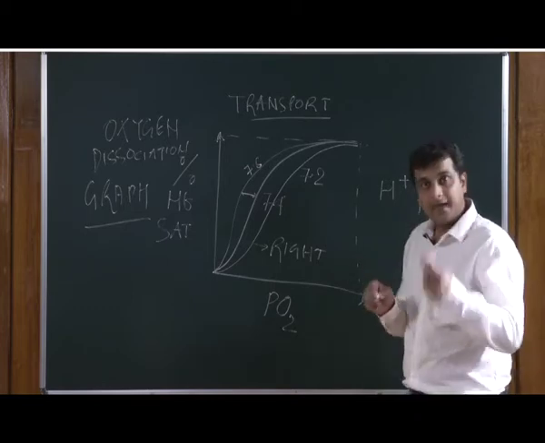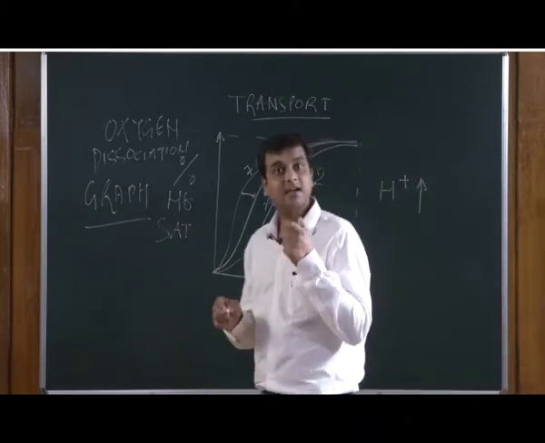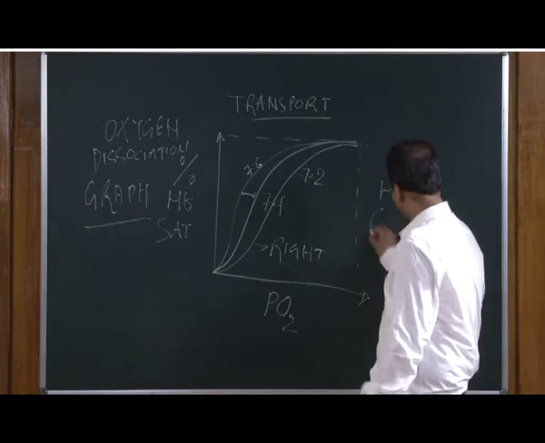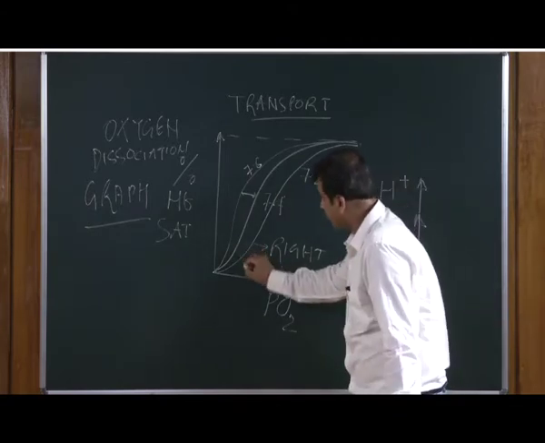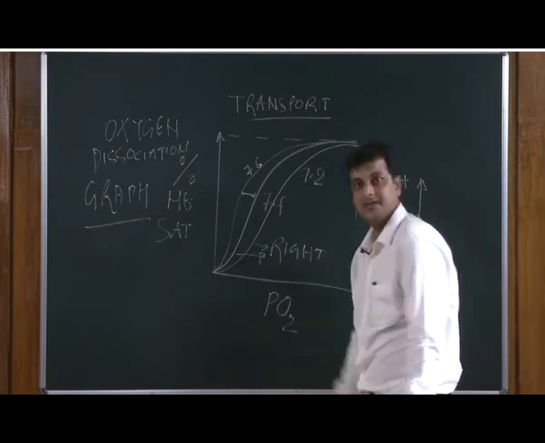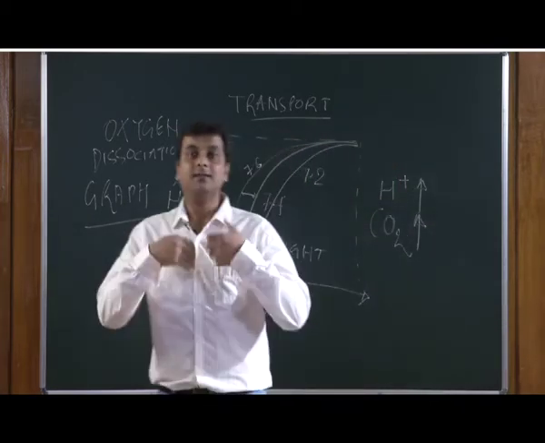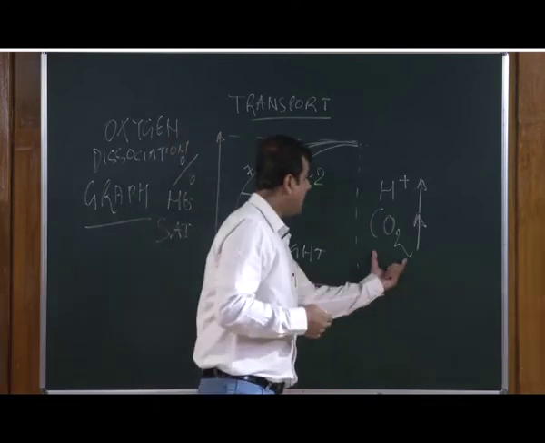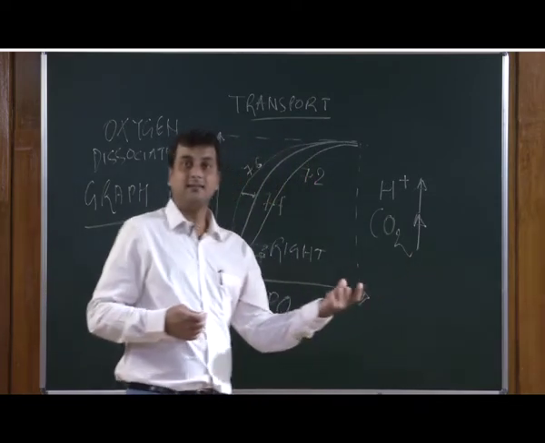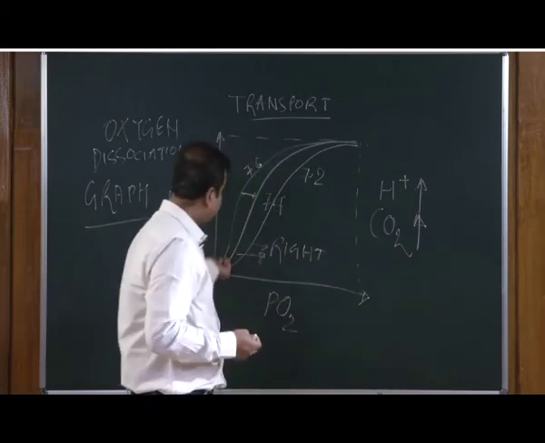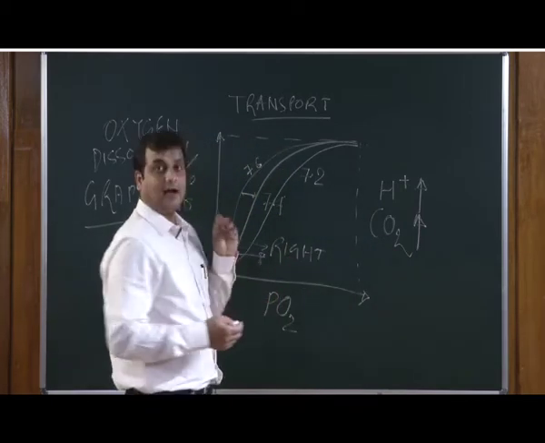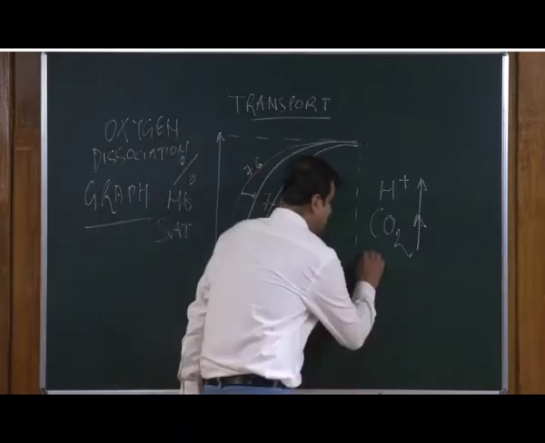There is another parameter which is very important, and that is carbon dioxide. If the carbon dioxide concentration is increasing, then this graph also shifts towards the right side. That means if the carbon dioxide concentration is high, the oxygen binding capacity is low. In that case, the graph shifts towards the right side. And another important parameter is temperature.